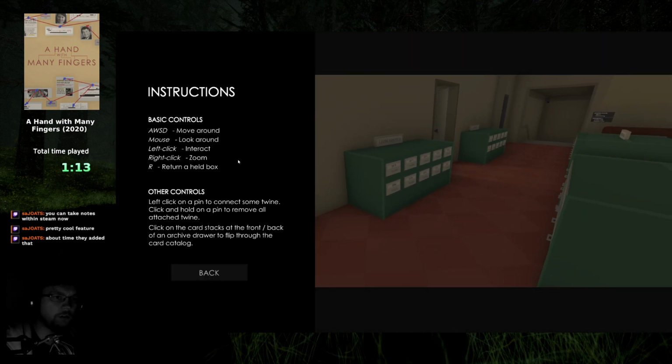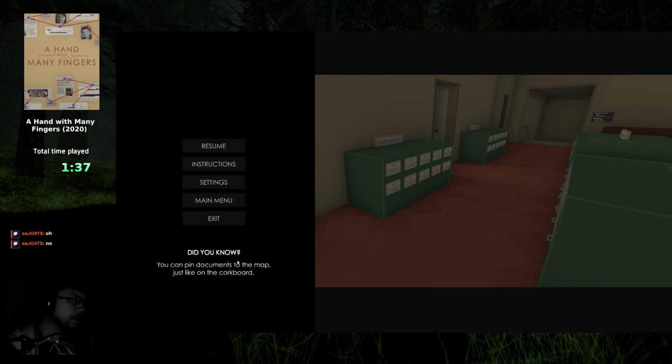Controls? Instructions? Right. Left click interact, right click zoom. R, return to a held box. Left click a pin to connect some twine. Click and hold a pin to remove all attached twine. Click on the card stacks at the front or back of an archive drawer to flip through the card catalog. I'm sure my goal becomes clear at some point.